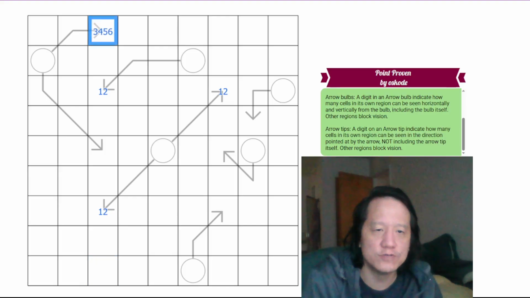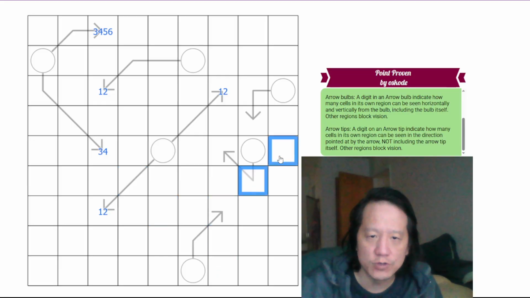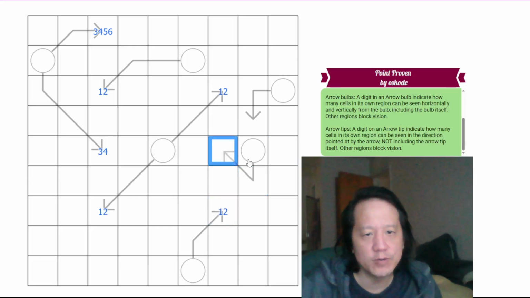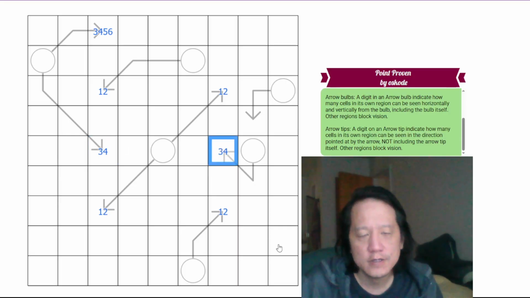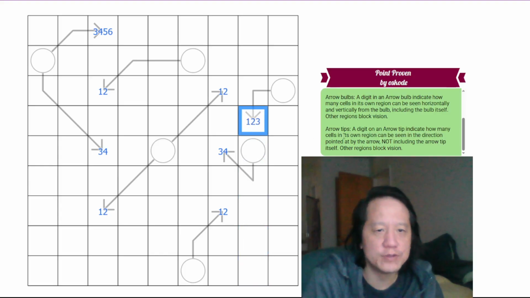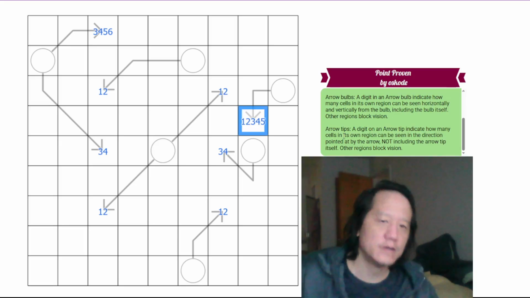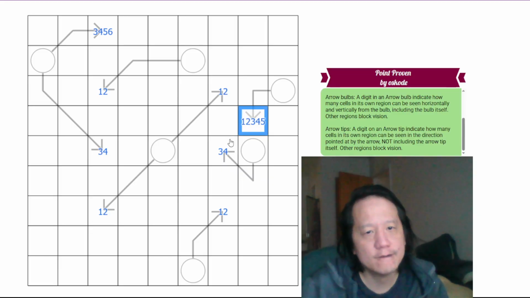That eliminates 1 and 2 from the rest of the column because of the 1-2 pair. So this must be pointing to 3 or 4 at least. 1, 2, 3, 4. This points to 1 or 2 at most, so it has to be 1 or 2 here, which means this can't be 1 or 2. It's 1, 2, 3, or 4. So we have a 3, 4 pair here. Interesting. This can point to 5 at most, so 1 through 5. Interesting.